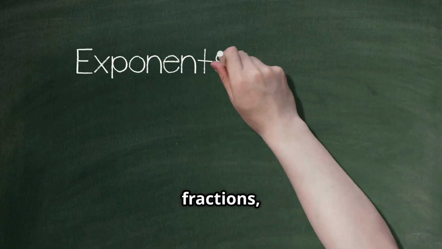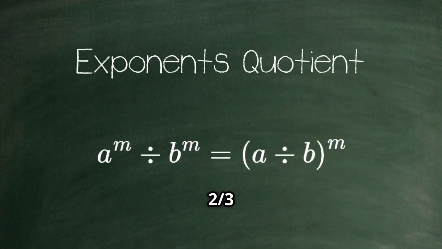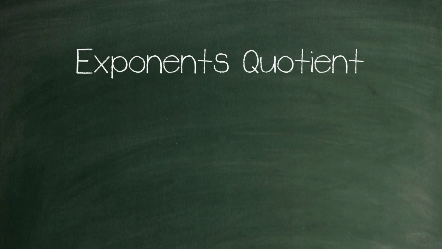To divide fractions, flip the second fraction upside down and multiply. For example, 2/3 divided by 4/5 becomes 2/3 times 5/4, which equals 10/12 or 5/6 after simplifying.